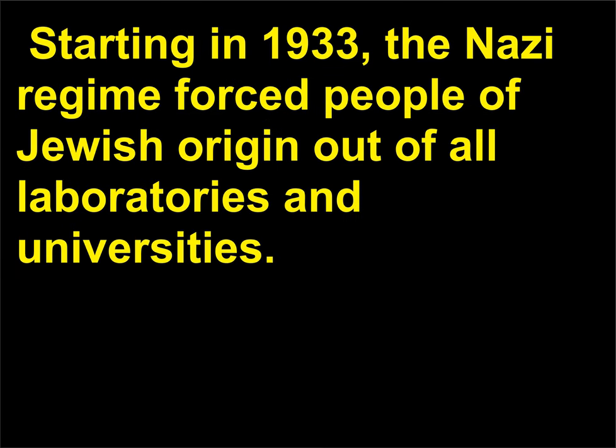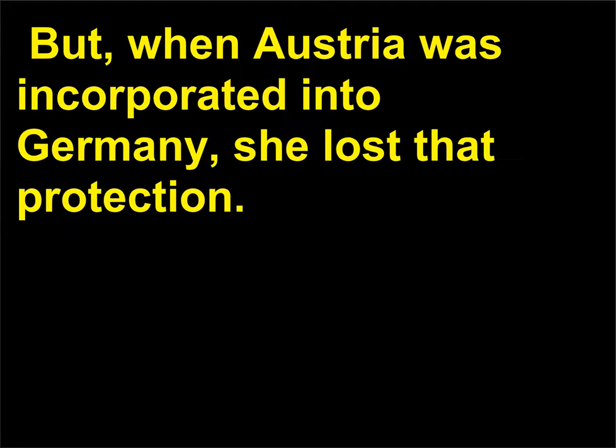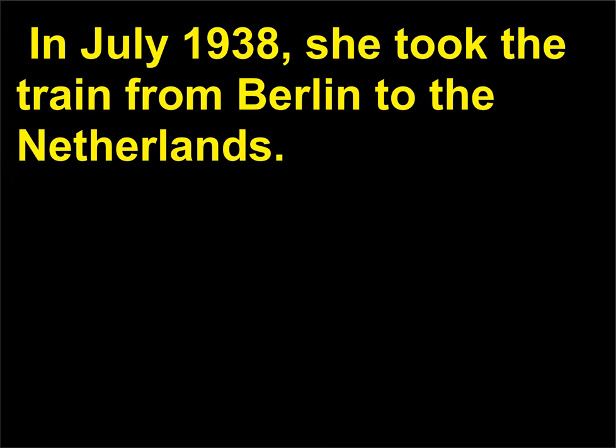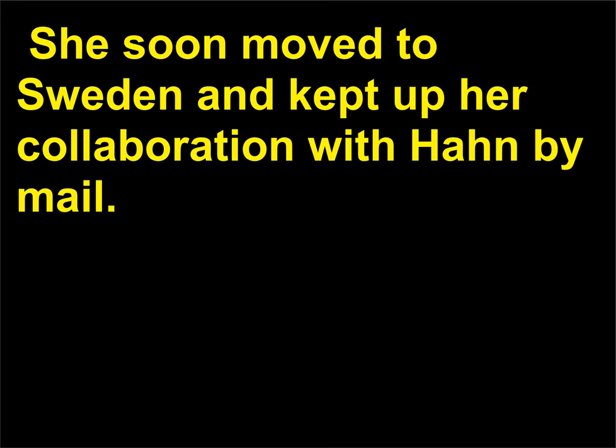Starting in 1933, the Nazi regime forced people of Jewish origin out of all laboratories and universities. Meitner, who had Jewish parents but had converted to Protestantism in 1908, was protected because she was Austrian. But when Austria was incorporated into Germany, she lost that protection. In July 1938, she took the train from Berlin to the Netherlands. Thanks to the intervention of two Dutch physicists, she was allowed to leave Germany, but with no possessions. She soon moved to Sweden and kept up her collaboration with Hahn by mail.